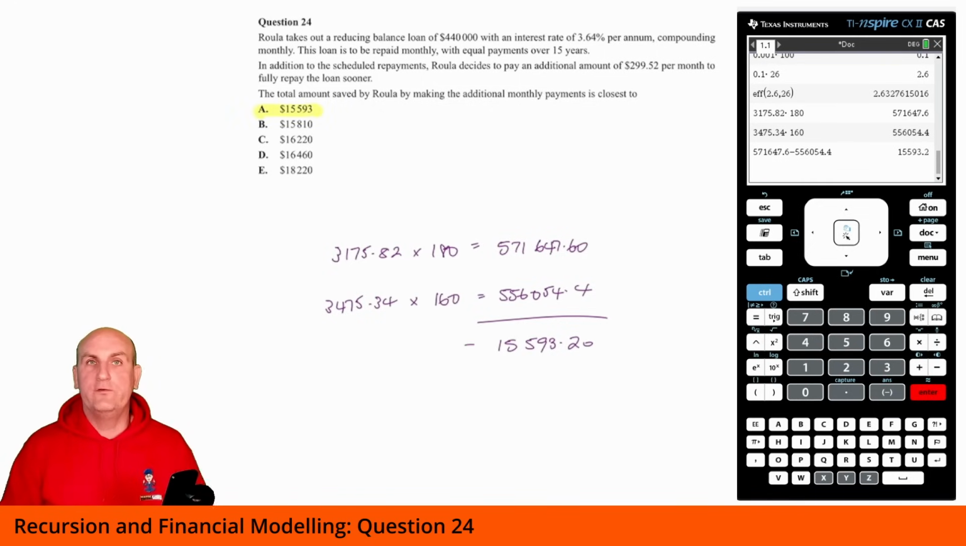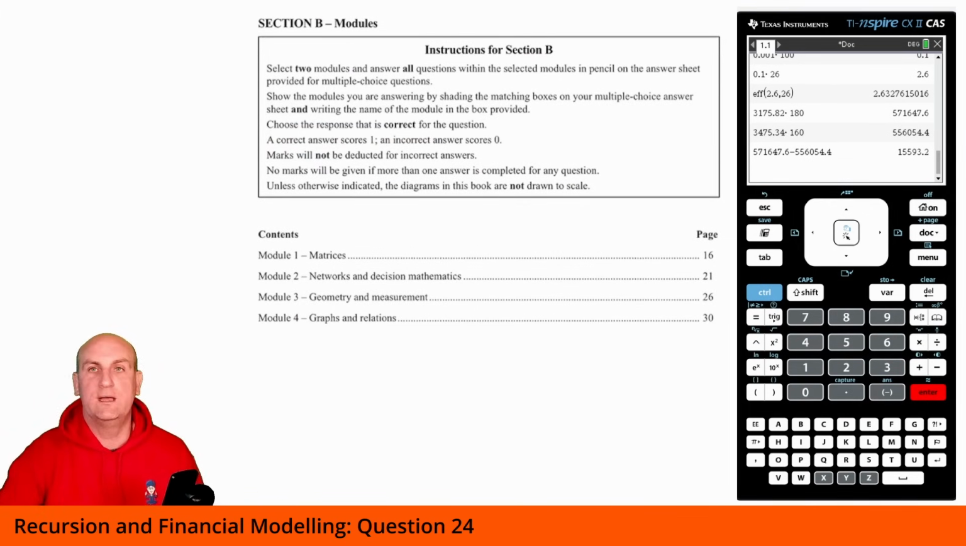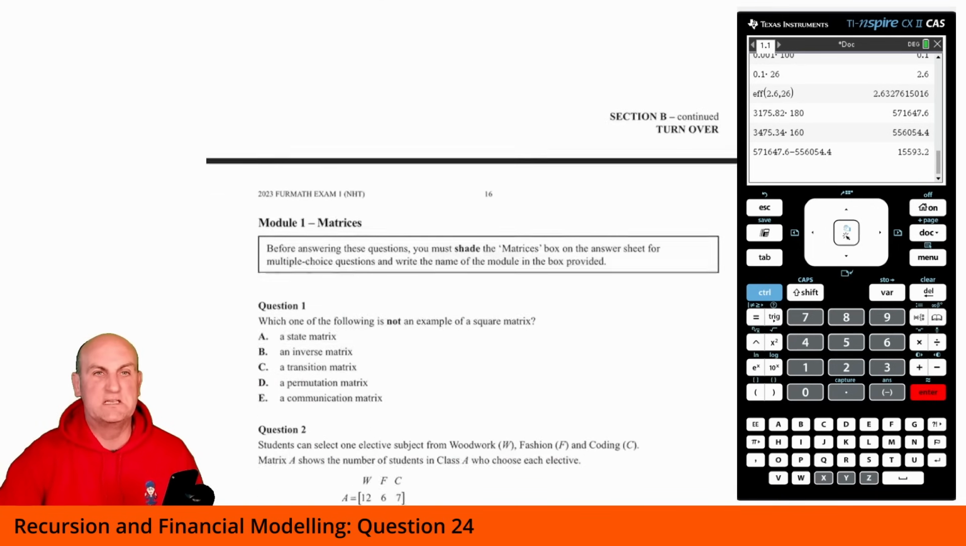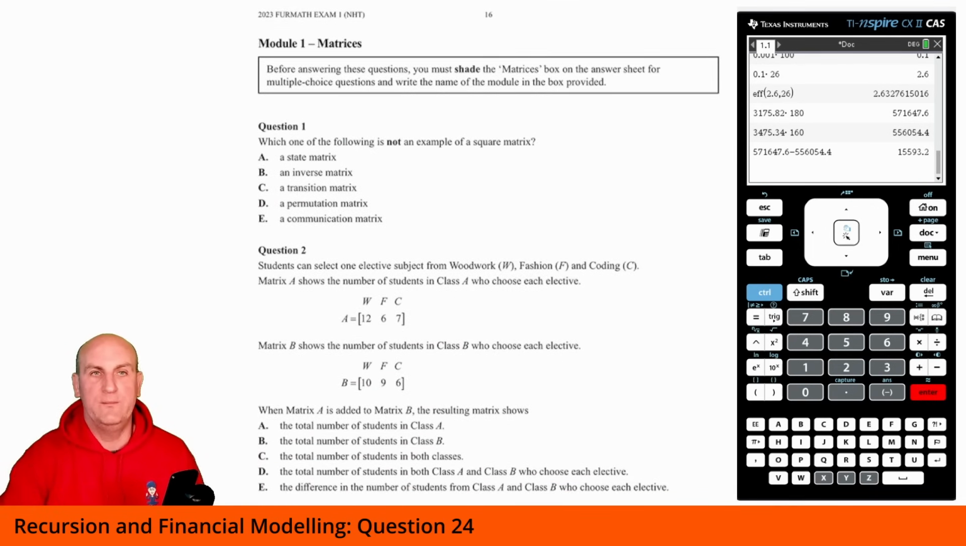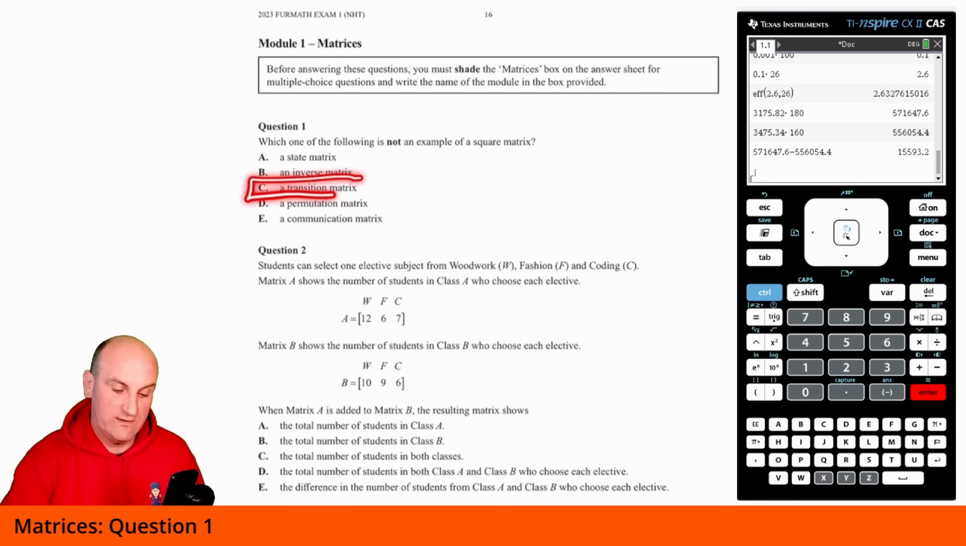That there was the core stuff, all right? So that's relevant to the new study design. Let's go on to our modules, and we're going to kick in with matrices, all right? Some people love matrices, other people, yeah, not so much. Which one of the following is not an example of a square matrix? All right, so an inverse matrix is square. That's definitely square. A transition matrix is definitely square.